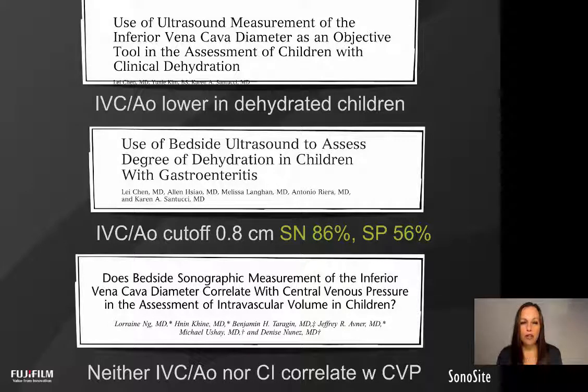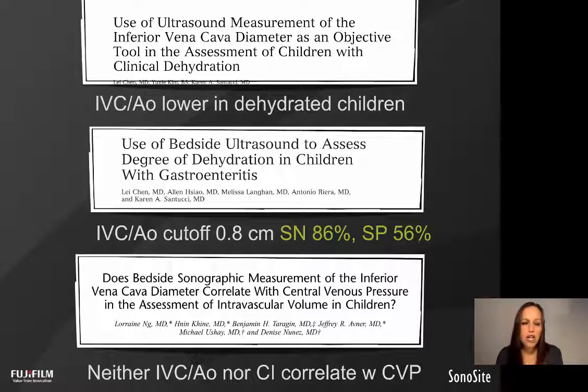The reason why I don't recommend using measurements for the inferior vena cava are these studies. The initial study by Chen actually seemed somewhat promising, that the inferior vena cava to aorta ratio was lower in dehydrated children. Now, the aorta was used as a correction factor since there potentially is a growth curve for the inferior vena cava.